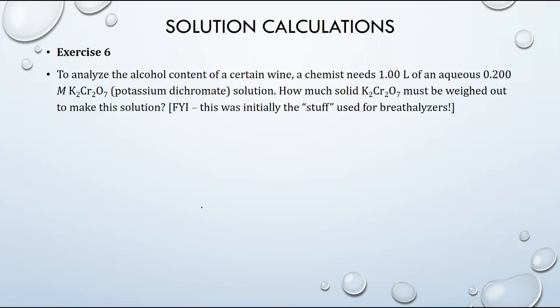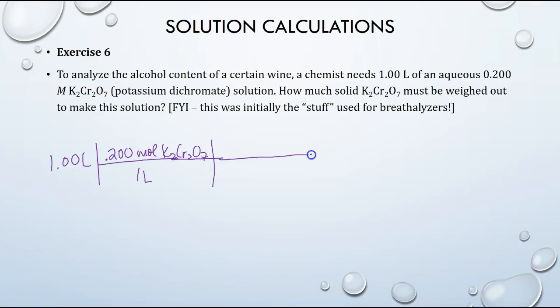Okay, so to analyze the alcohol content of certain wine, a chemist needs 1 liter of an aqueous 0.200 molar potassium dichromate solution. How much solid potassium dichromate must be weighed out to make this solution? So I need 1 liter. That's my starting point, 1 liter. And I need it to be 0.200 moles of potassium dichromate over 1 liter. Okay?